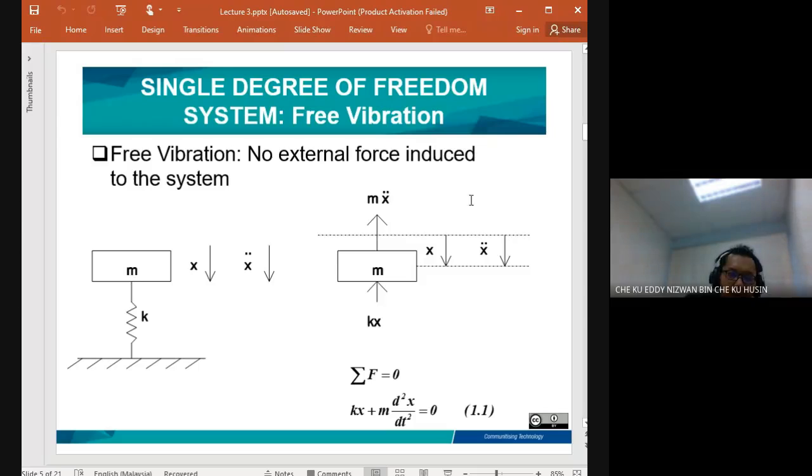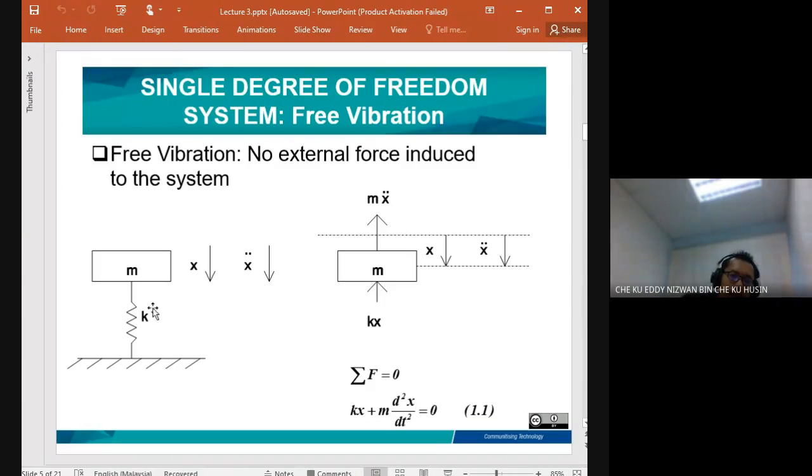This is a spring and mass system. The spring force is relative to the displacement, so if there is displacement, there is a reaction force from the spring. And the mass has inertia, so if there is acceleration, or a change of velocity, there will be an inertial force induced to the system. We assume that the system is in dynamic equilibrium, so the total force is equal to zero.